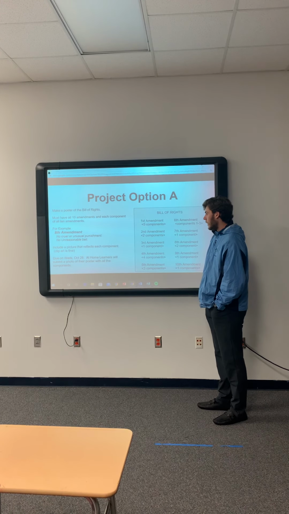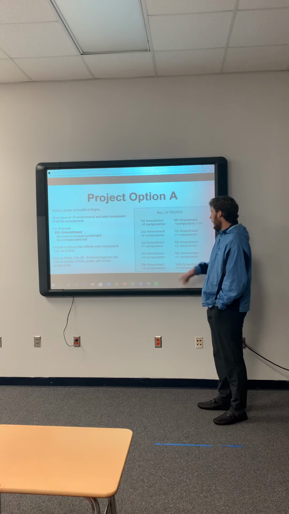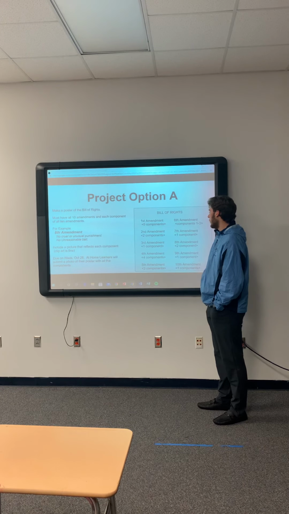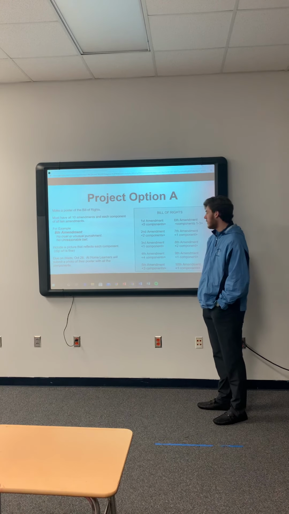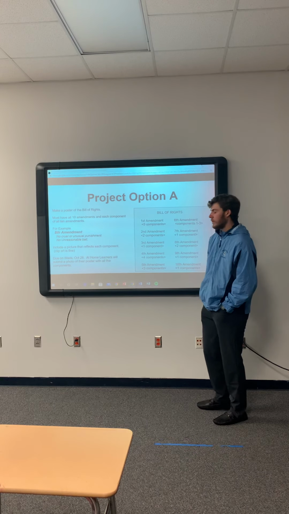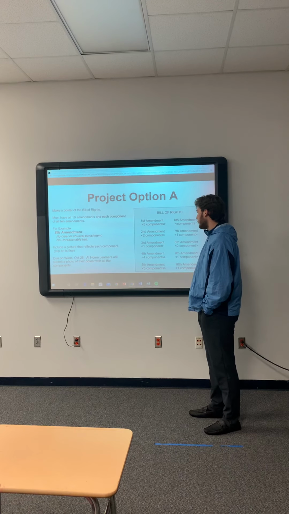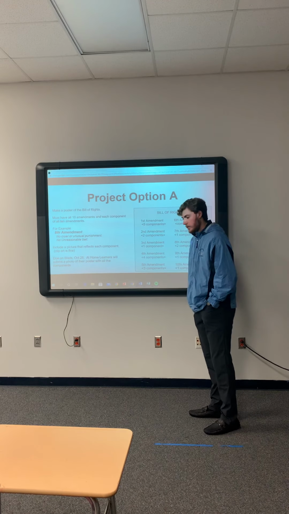And then, for some reason, I think this is an error. I think it says the Second Amendment is 2 components, but I can only think of one. It's just the right to bear arms. I think it's just one. So on the Second Amendment, I believe it's just one component. So here is option A.